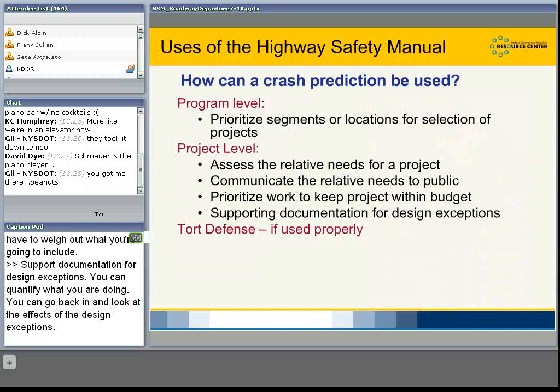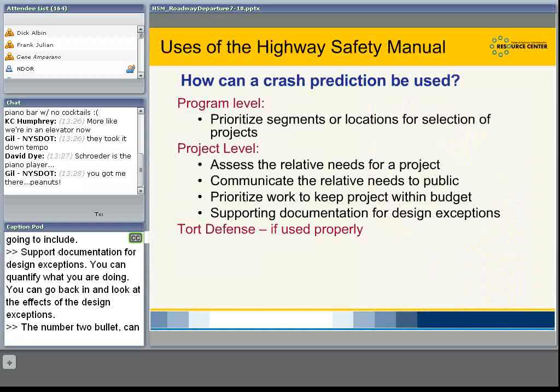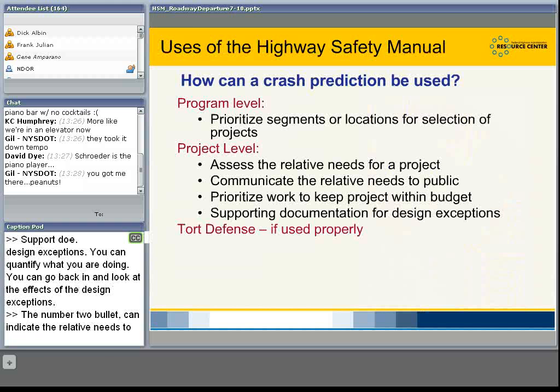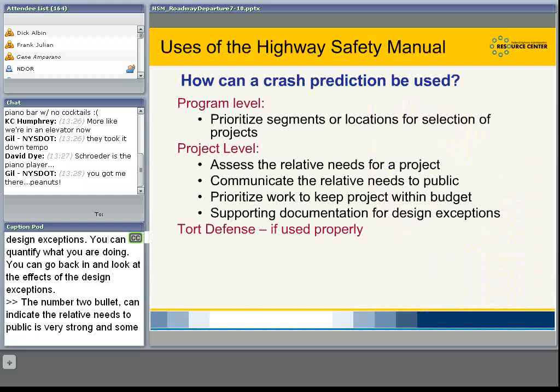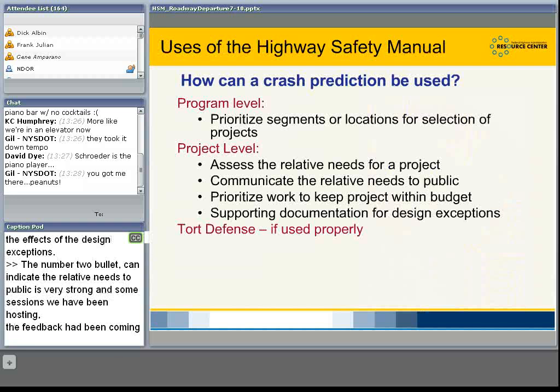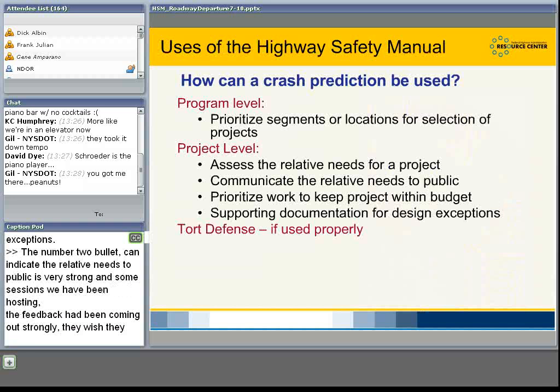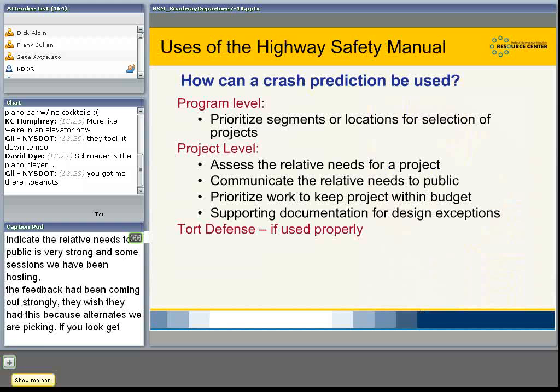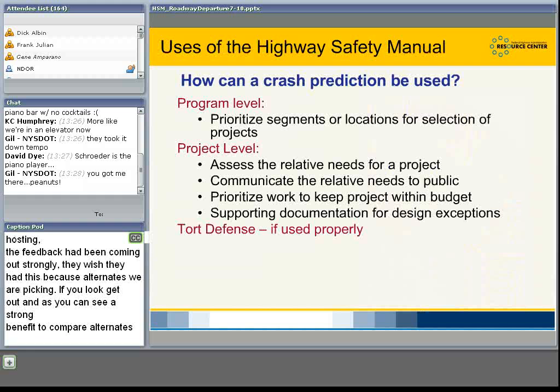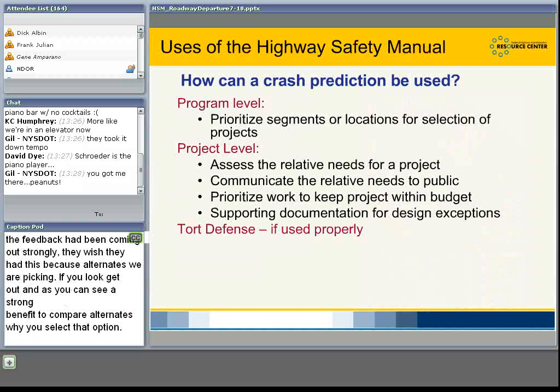But I think that number 2 bullet there, communicate the relative needs to the public, is very, very strong. In some of the sessions we've been hosting that are live sessions, the feedback has been coming out very strongly. Boy, I wish we'd had this when we had such and such project, because we could have really used this to quantify what alternates we were picking. So basically, if you go in and look at alternates, you can really see a strong benefit to being able to compare alternates and justify to the public why you selected that option.